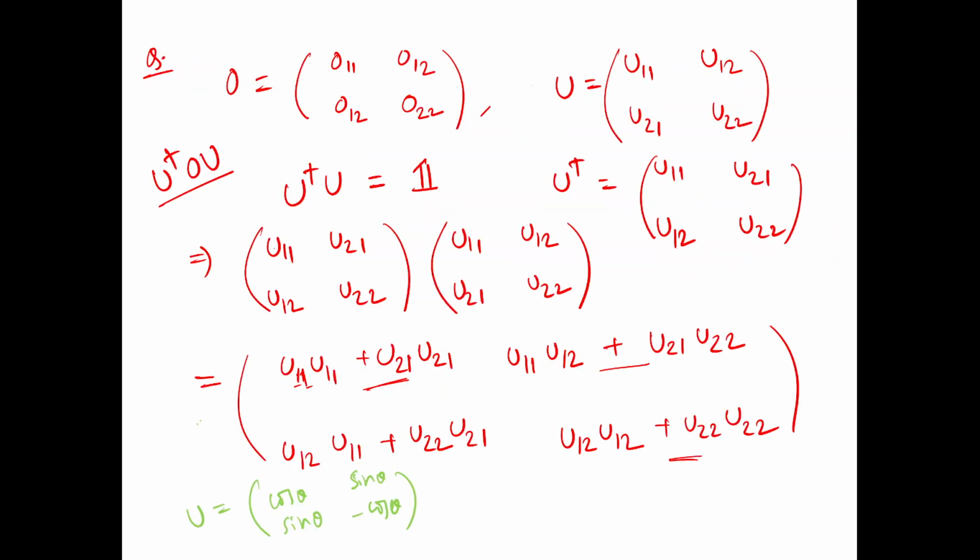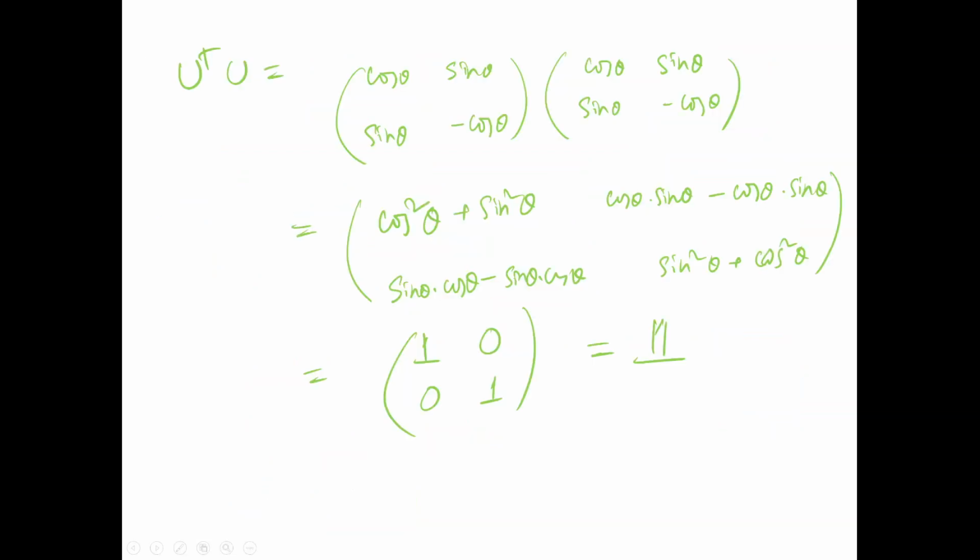So if you define your unitary matrix in this way, this criterion is getting fulfilled. So U dagger U is equal to 1. Now you can perform this U dagger O U operation, which we are going to do actually.